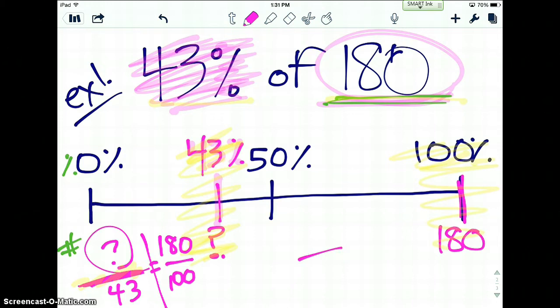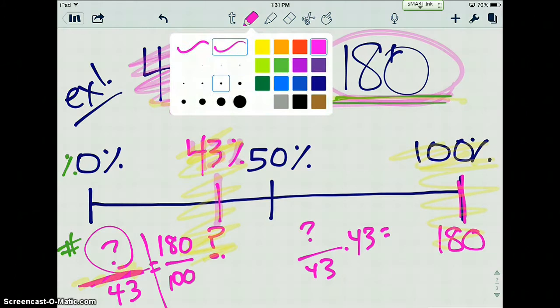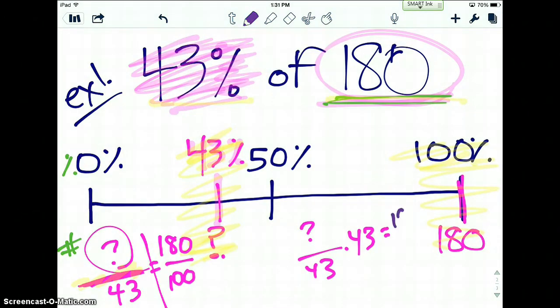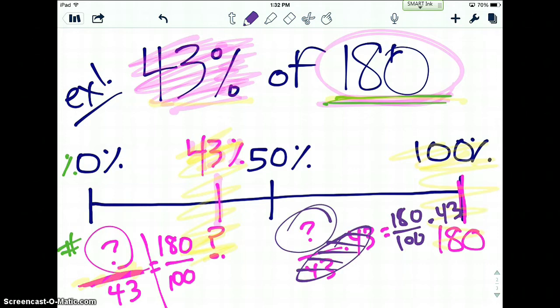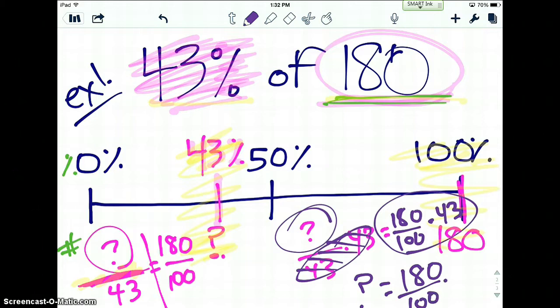So I'm going to have question mark over 43 times 43 equals 180 over 100 times 43. So now these are opposite operations, inverse operations, so I'm going to cancel those out, and now I will have my unknown value, which is this mess. So I have 180 over 100 times 43 over 1.